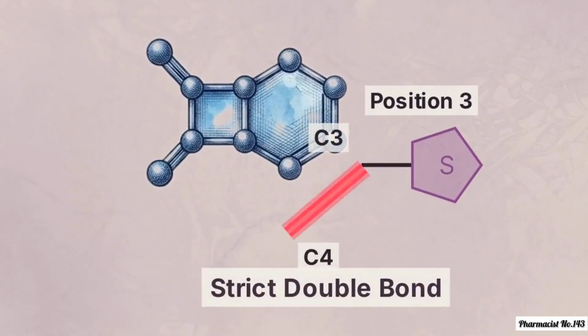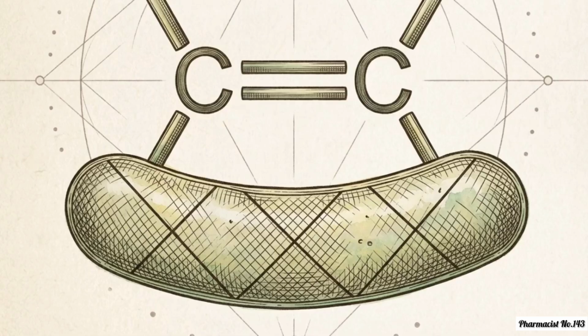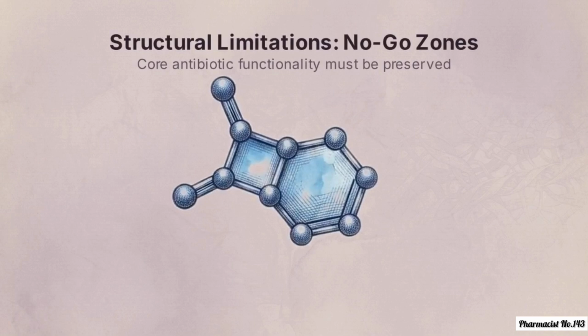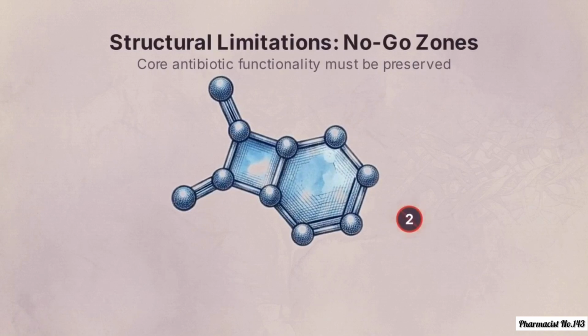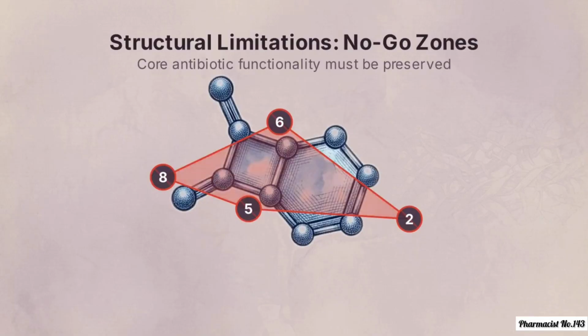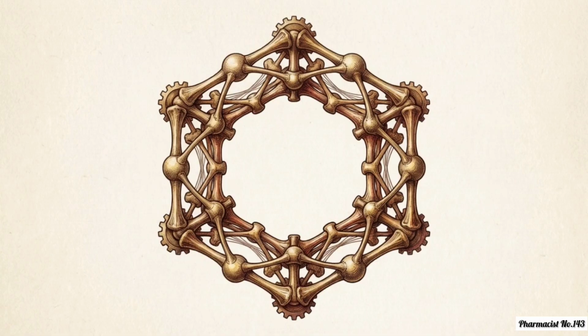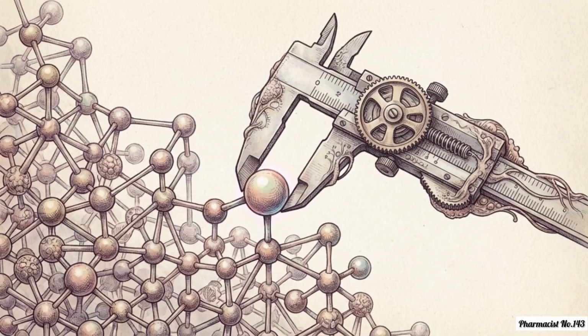Bridging carbon 3 and carbon 4 is a strict double bond. This state of unsaturation is biologically critical. Reducing it to a single saturated bond immediately terminates all drug activity. Finally, to maintain basic functionality, the atoms at positions 2, 5, 6, and 8 must remain completely untouched. The dihydrothiazine ring is effectively a thermodynamic chassis. Precise atom swapping here dials in the molecule's physical durability and delivery method long before it ever encounters a bacterium.